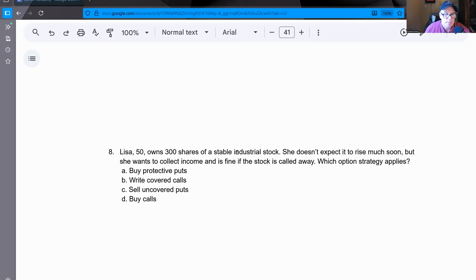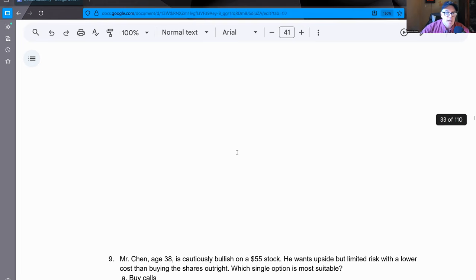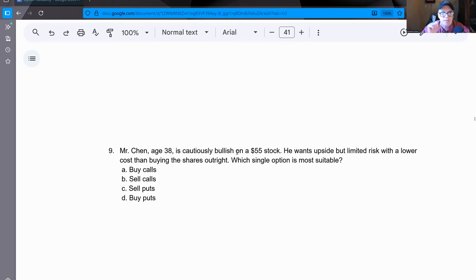I love it. Mr. Chen, age 39, is cautiously bullish on a $55 stock. He wants upside but limited risk with a lower cost than buying shares outright. Which single option is most suitable? I got to think. You're going to buy a call because you're bullish and you're going to lose the premium. I love it. Okay, everyone read that.